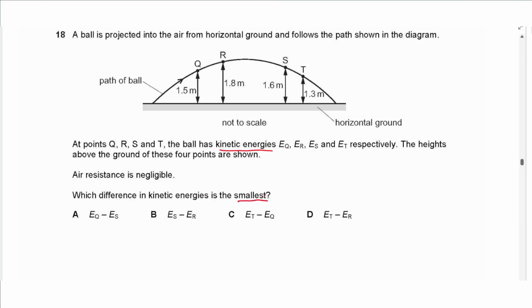So the kinetic energy change depends on the gravitational potential energy change, which depends on the heights. So for Q and S, we have 1.5 and 1.6. For S and R, we have 1.6 and 1.8. For T and Q, we have 1.3 and 1.5. For T and R, we have 1.3 and 1.8. These all, if subtracted from each other, the smallest number will be in A.